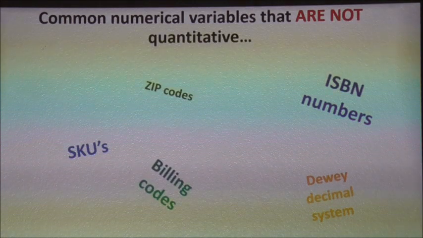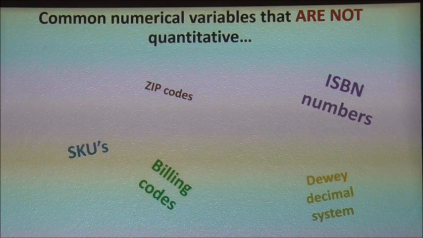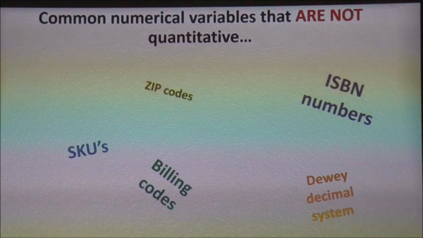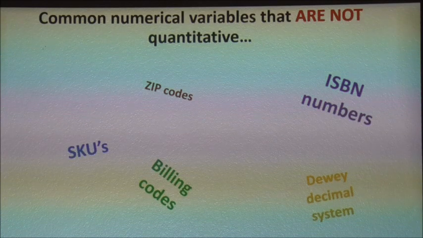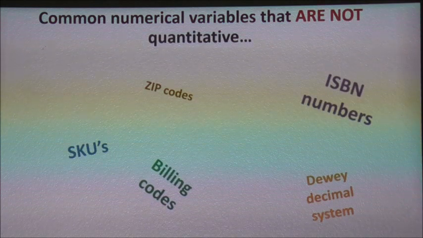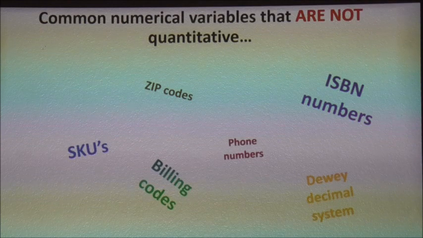Billing codes. You ever go to the hospital and come home and you get a bill in the mail and it says, hey, we did procedure number 647, and it costs $2,840. And you're left wondering, I have no idea what that procedure is. I don't know if it's just some really expensive aspirin or if it's somebody changing a bedpan or whatever. Anyway, billing codes quite often are numerical values that are not quantitative variables. And of course, phone numbers is another good example. It's very similar to the zip codes.